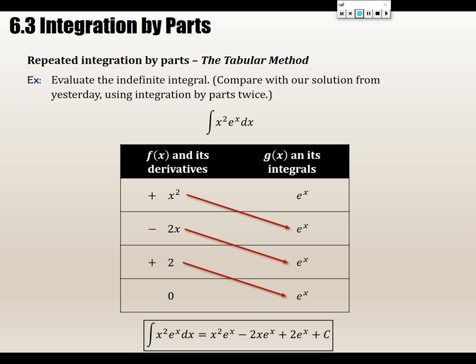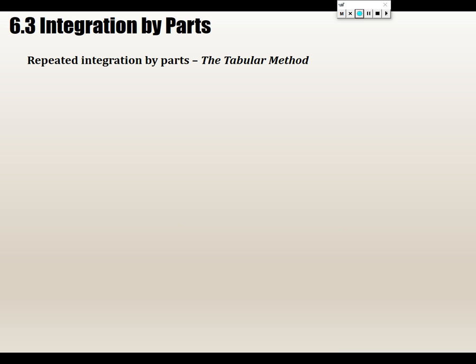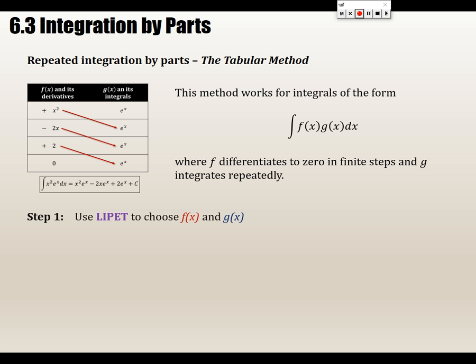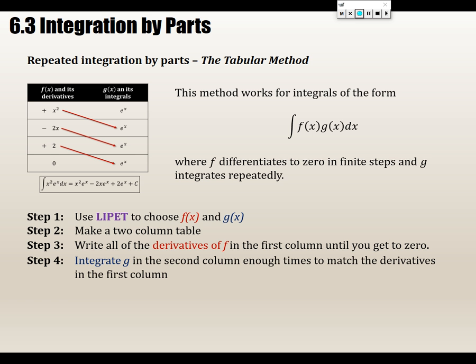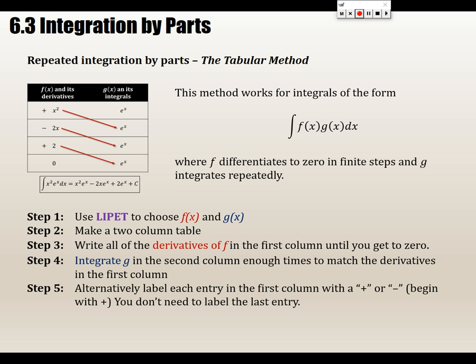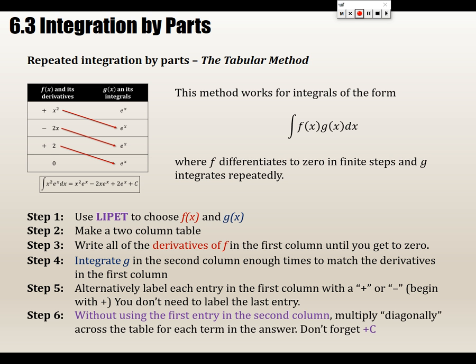So compare this, guys, with the answer we got from yesterday. Are we right? Let's review what we just did. Use LIPET to choose the first column entry, the thing you're going to be taking derivatives of, f, and g, so just like u and dv. Make a 2-column table, write down the derivatives here, the integrals here. I've got myself color-coded. And then alternatively label the columns starting with a plus, minus, plus, all the way down the column, and then diagonally multiply. You're not going to use this first entry.